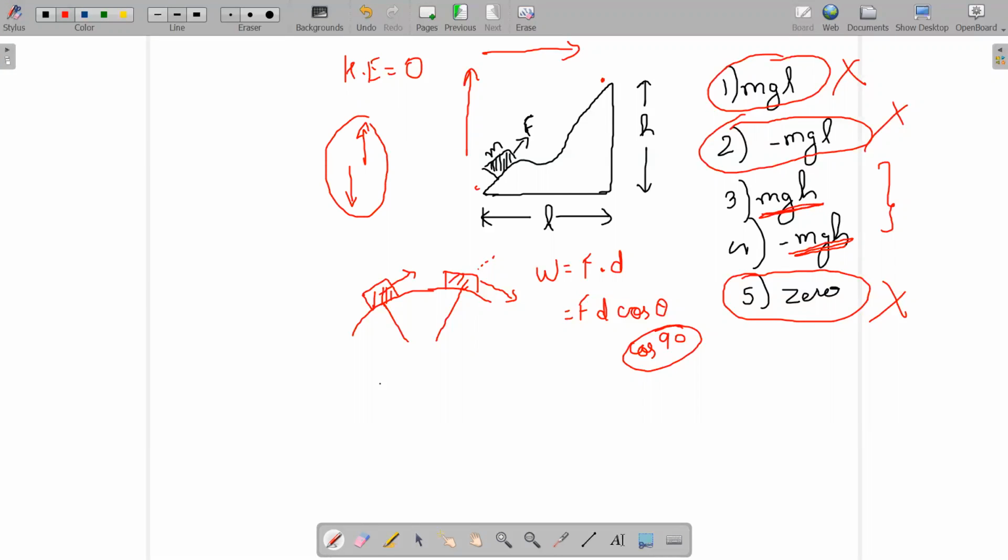Then it is negative work done. But in this case, the force is also acting upward. Yes, it is acting in this direction, but a component of it is in the upward direction, right? So the force is acting in the upward direction and the displacement is also in the upward direction. In that case, it will be positive.